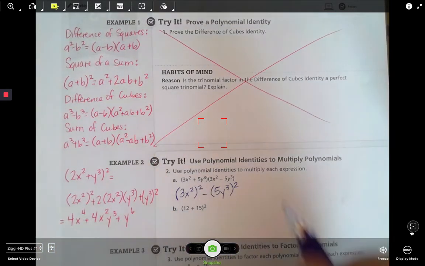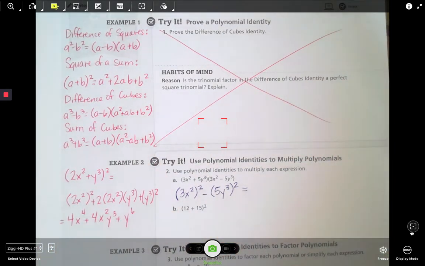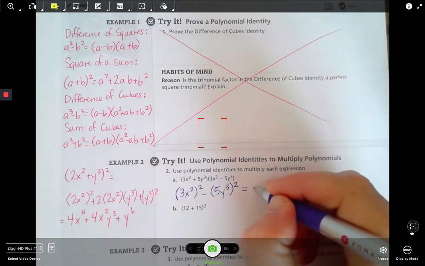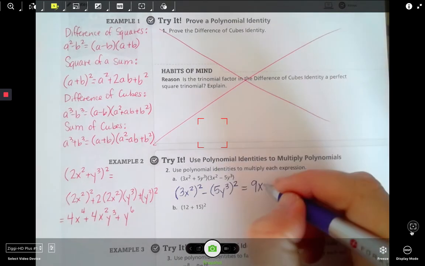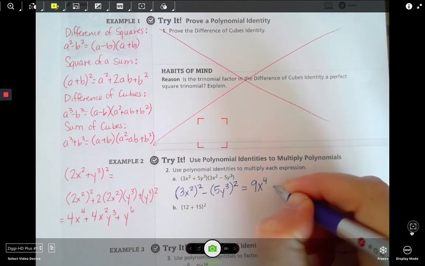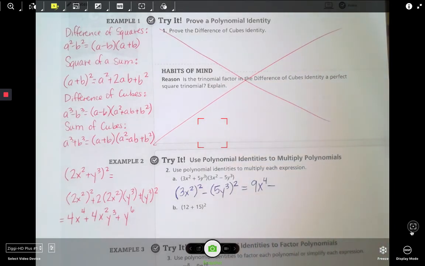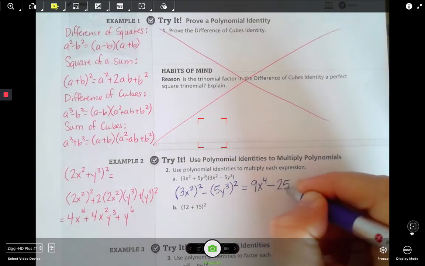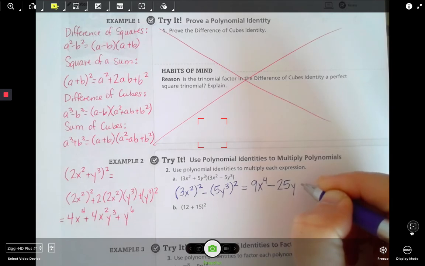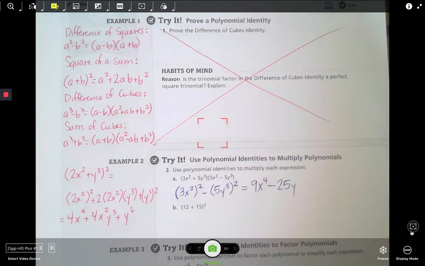What's 3 raised to the second power? What's 3 times 3? 9. X squared raised to the second power becomes x to the fourth, minus 5 squared, so 5 raised to the second power is 25, y to the 6th.